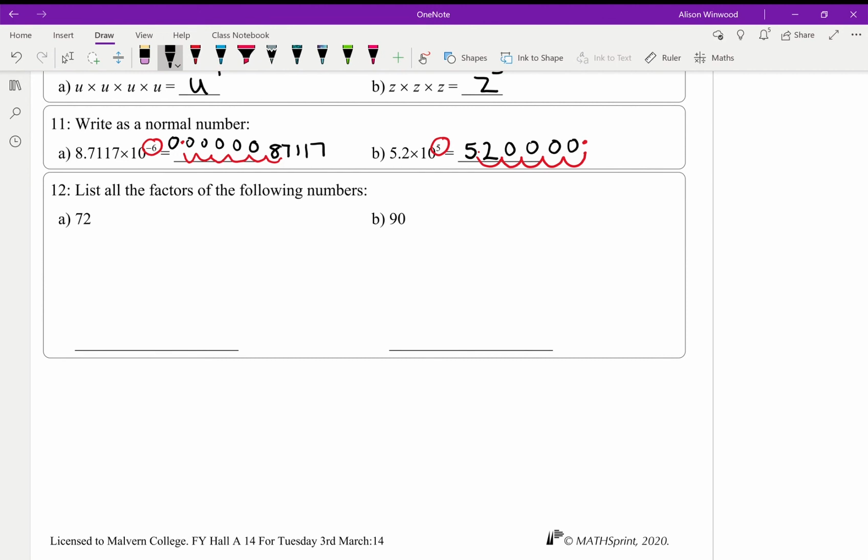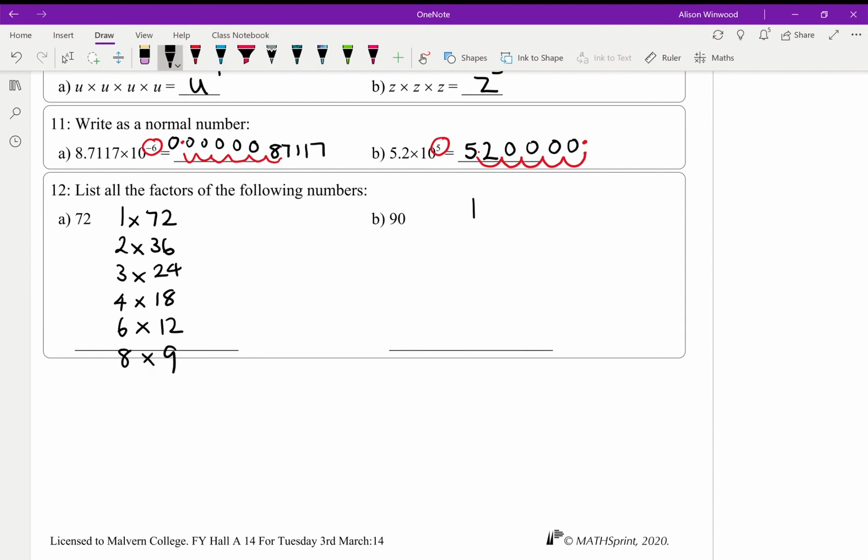All the factors means we've got to find all the pairs that multiply to make 72. Oh, I mean 6 times 9. 6 times 12. 8 times 9.